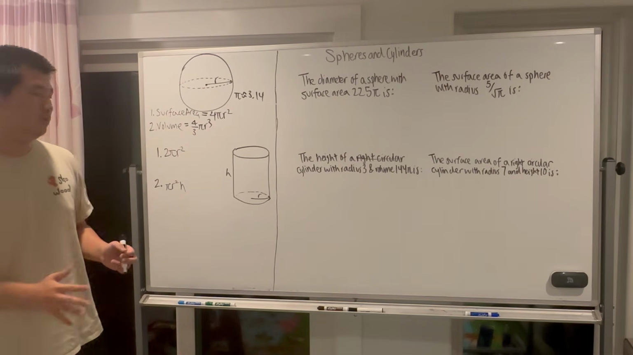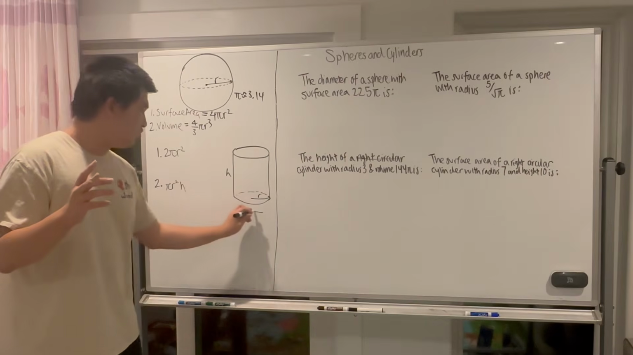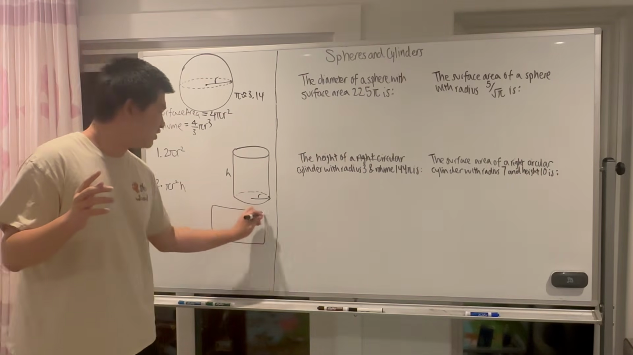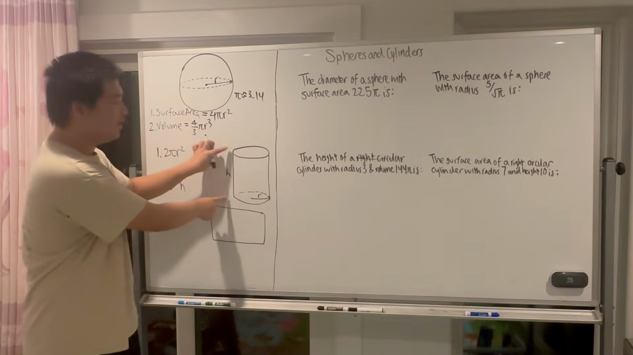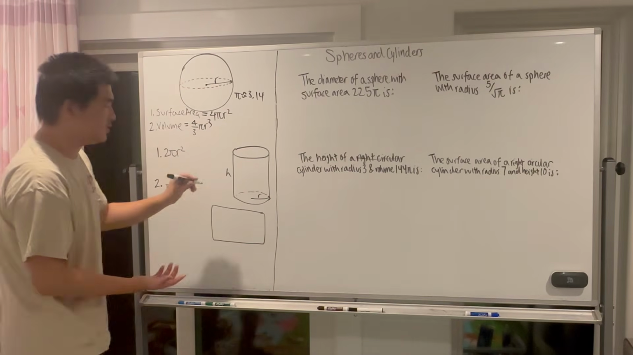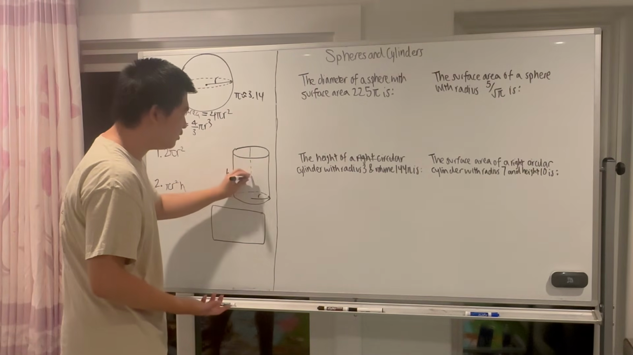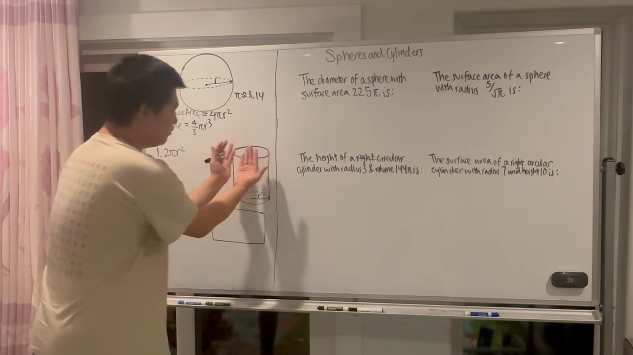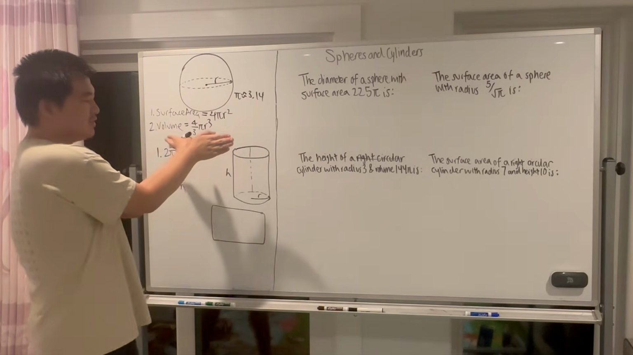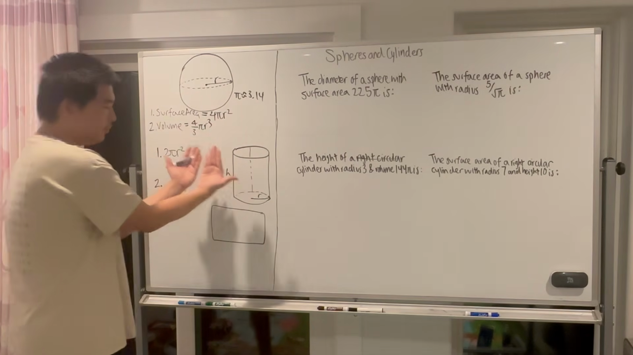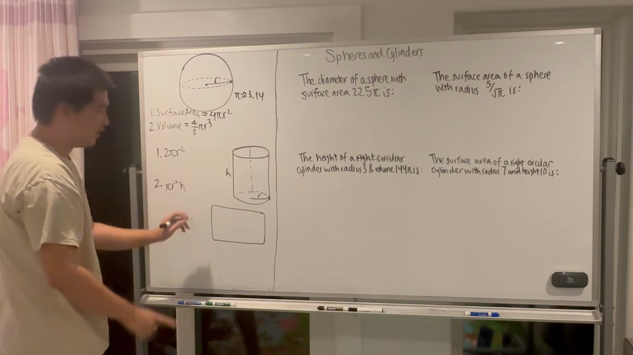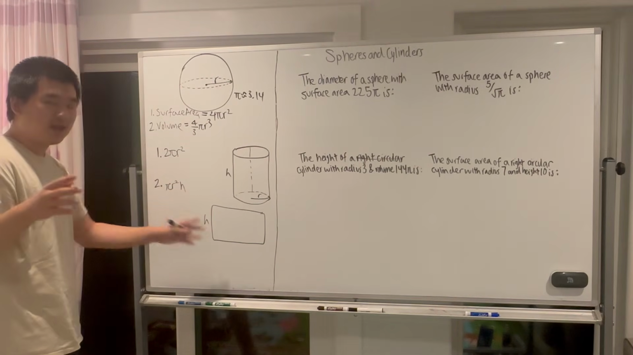It makes a rectangle. And the dimensions of that rectangle are such that the height is actually equal to the height of the cylinder. And you should be able to imagine this, because if you unroll it, it'll unroll like this, and it'll be a rectangle where the h is preserved, the height is the same. But what's the length of the rectangle?